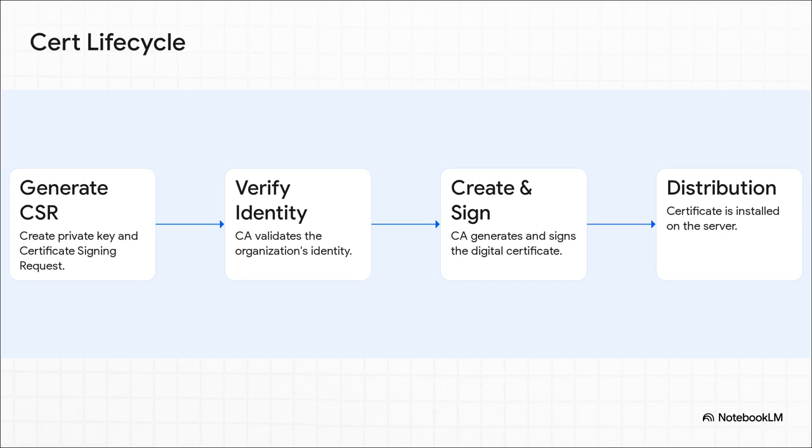First, the organization generates a certificate signing request, which contains their public key. Next, the certificate authority steps in and validates the organization's identity. Once they're verified, the CA creates and digitally signs the certificate using its own private key. And finally, the signed certificate is installed right on the web server. Now, the server has solid proof of its identity ready to show your browser.